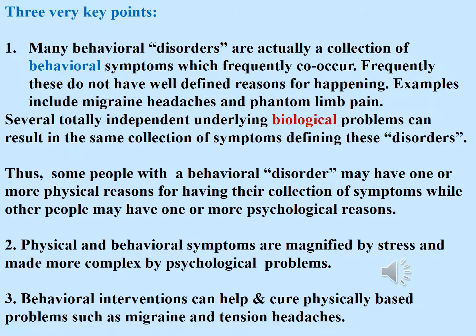Here are 3 key points to keep in mind. First, many disorders are actually a collection of behavioral symptoms which frequently co-occur. Frequently, these do not have well-defined reasons for happening. Examples include migraine headaches and phantom limb pain. Several totally independent underlying biological problems can result in the same collection of behavioral symptoms defining these disorders.